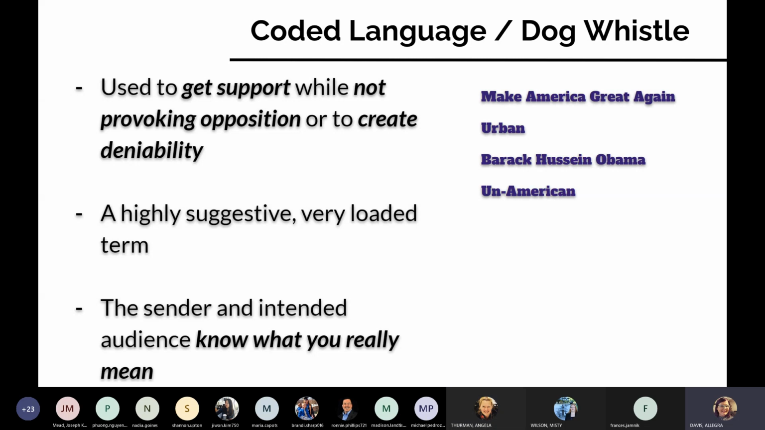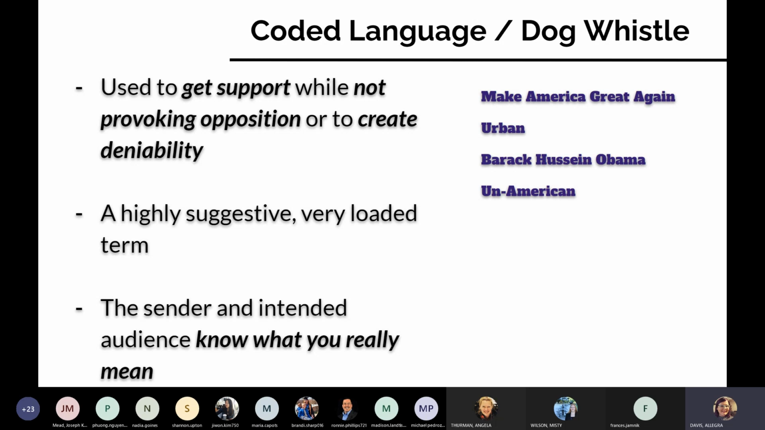It is used to telegraph a message to people who agree with me, while creating deniability and saying I didn't say anything bad. Okay. So I'm trying to signal my supporters or people who agree with me, just like a dog whistle. I'm trying to signal my dog without letting anybody else really know, or without giving away exactly what I'm saying. So these are super highly suggestive, very loaded terms that have very strong reactions with some people, but I get plausible deniability and can say, I just said this very basic word, right?